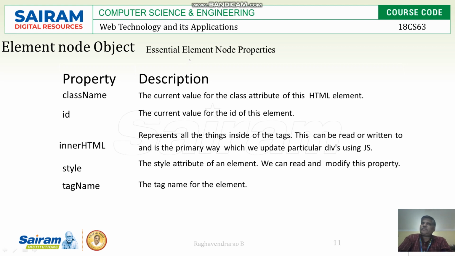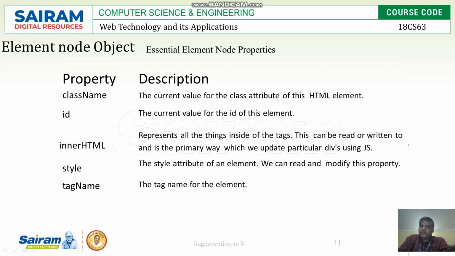An element node is going to contain some properties. Okay, that is className. The properties are className, ID, innerHTML, style, and tag name. ID and tag name you have seen. So className is the current value of the class attribute of the HTML element that is going to be accessed. Then we have innerHTML. This is one of the important things. It represents all the things inside the one tag.